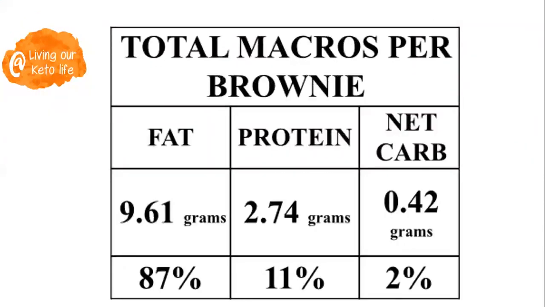So the total macros per brownie are right here. I'm pretty sure they were 90 or 99 calories. I can't remember. I need to put that on this page too. But your fat, 9.61 grams. The percentage doesn't change no matter how big or small you cut it. Your protein's 2.74 and your net carb is 0.42. You can use this formula with any recipe. What I would do is, if this was the brownie recipe I was making every time, I would go into my app and I would manually input it and save it so that the next time I go to have a brownie, it's already saved in there and I don't have to worry about it.